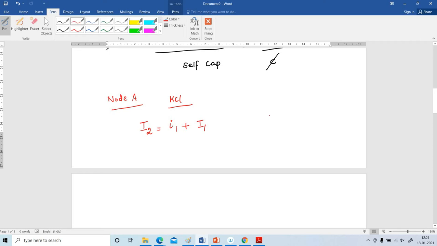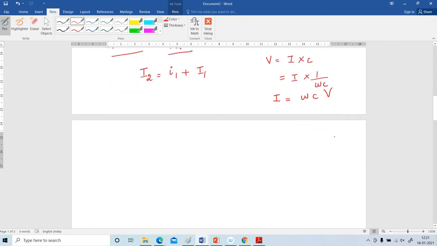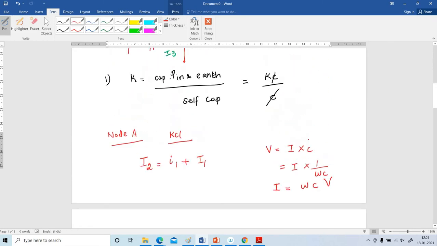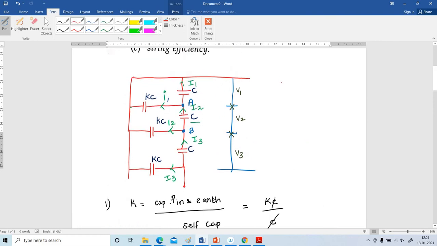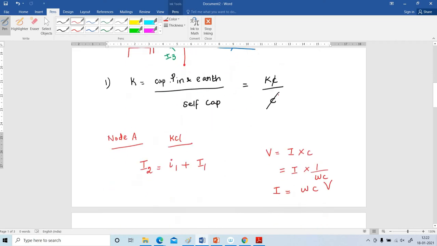How to find out the relation between voltage and current in a capacitor? What is the voltage across the capacitor? I into Xc. What is Xc? 1 by omega C. From this, what is I? Omega C into V. Now I am going to substitute the value here. What is I2? See, this is I2. I2 is the capacitance is C. I1 the capacitance is C and small I1 the capacitance is C.